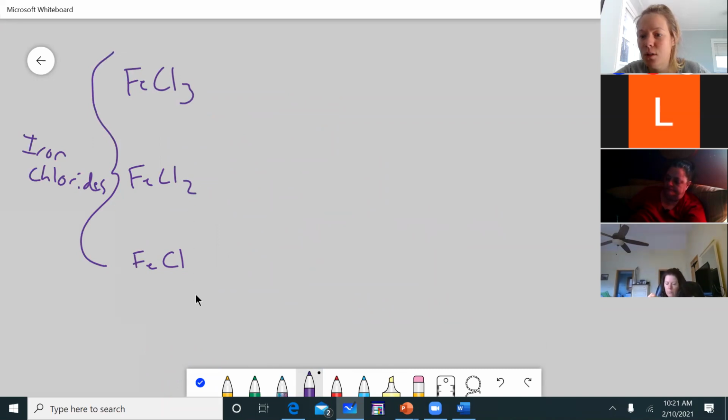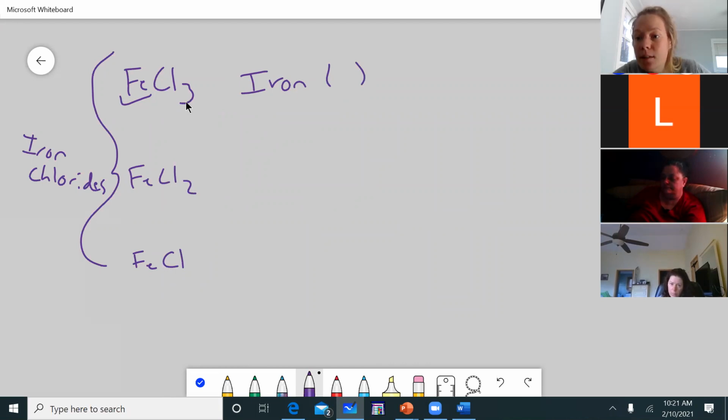This is a 3, this is a 2, this is a 1. And by now, hopefully, you're understanding that subscripts make a big difference, right? So if you change the number of something, its properties will shift. So when naming these, I see, okay, this is a metal, and I'm just gonna write the name of the metal. This is iron. I'm gonna put a parenthesis because iron has an unpredictable charge, and I'm gonna come back to that.